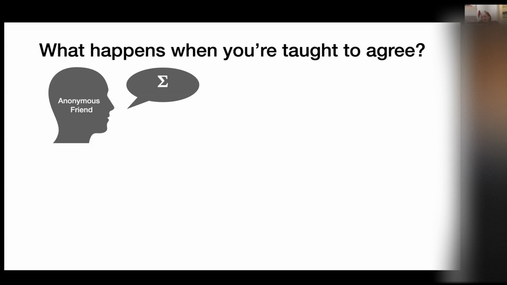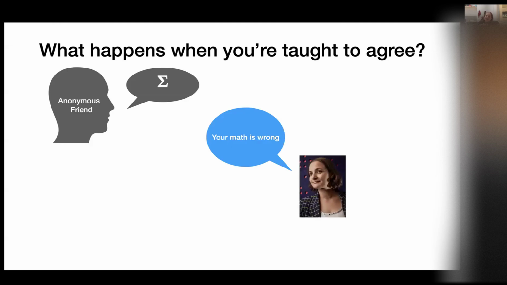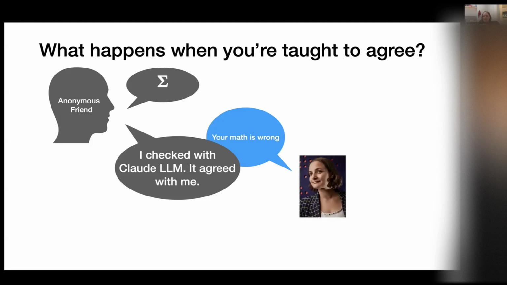Okay. Here, I've got a little anecdote. A friend of mine who I was working on a project with showed me some math. And I said, your math is wrong. And he said, I don't know, I checked with Claude, a language model, and it agreed with me. Okay. What happened here? Why did it disagree with me? I'm right. I know math of this sort better than Claude does. Why did it give him the wrong answer?